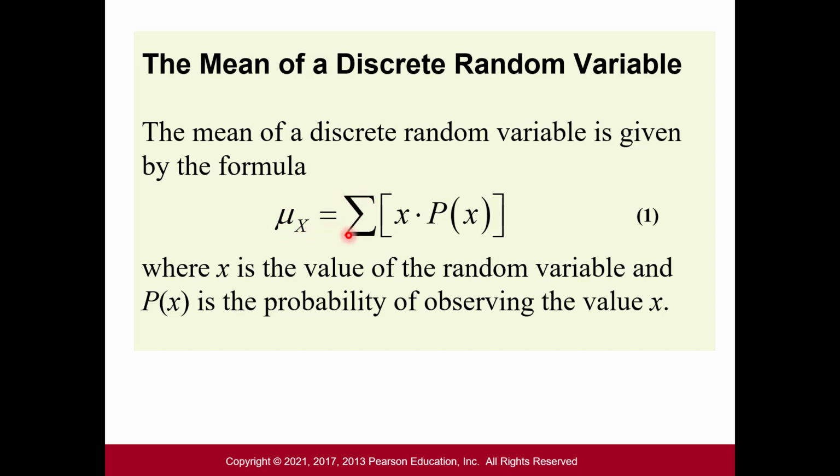And it equals the summation, remember your capital sigma, summation of, and you're going to do what's in the parentheses first, x times the probability of x. So each of your random variable values, you're going to multiply them by their probabilities and then add them up. Okay, so x is the value of your random variable, P of x is the probability of observing the value x.